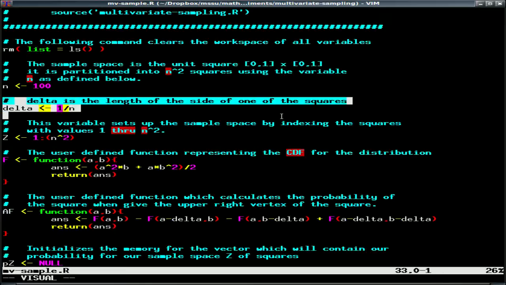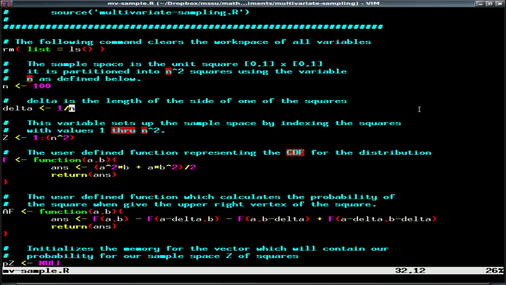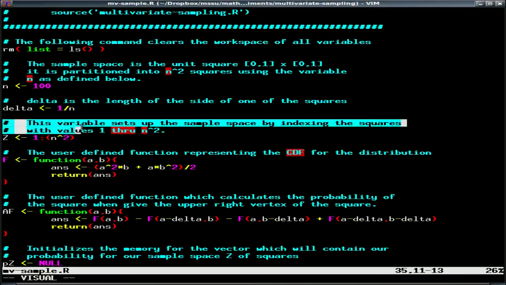Once we've decided how many squares to use, we need to know the dimension of a particular square. This is where this delta variable comes in. It's nothing more than 1 over the length of the square that we have. Our variable z is here to index each one of our squares, so 1 up to n squared of them.